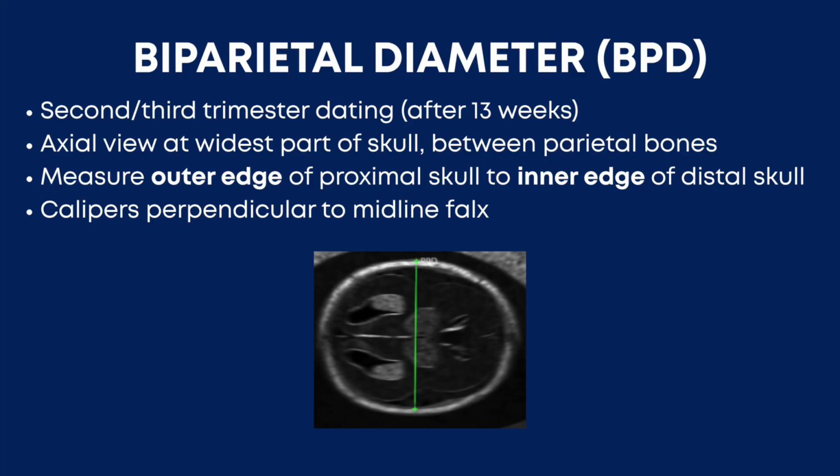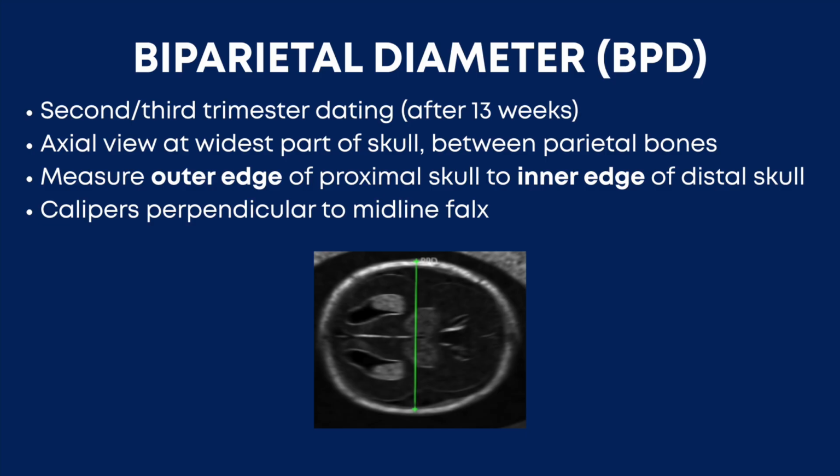Later in pregnancy, generally after 13 weeks, you can either use the biparietal diameter or the femur length to assess the gestational age. For the biparietal diameter, you want to look at the axial view at the widest part of the skull between the parietal bones and use the caliper to measure from the outer edge of the proximal skull to the inner edge of the distal skull.